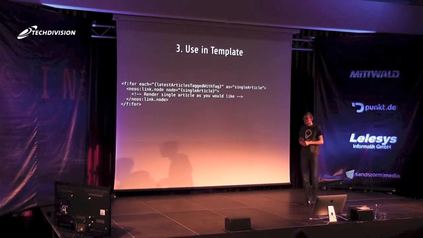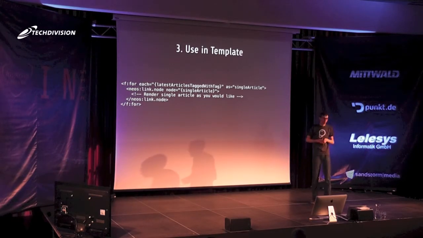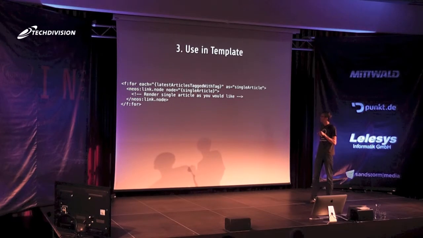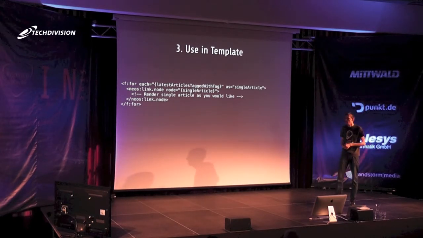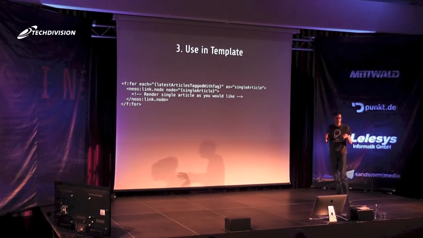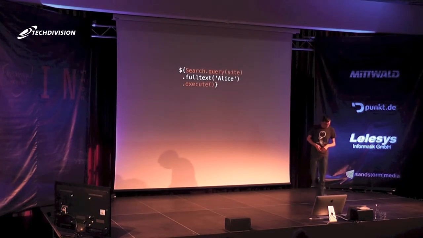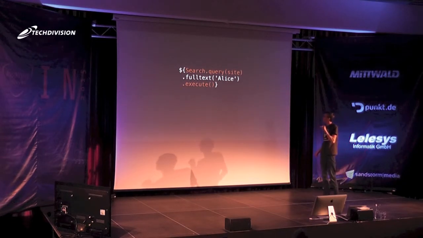Now in the template, we can use the variable we've just assigned. For instance, we could iterate over the latest articles tagged with a certain tag, and then render a link towards the single article, and then render it however we want to. And the most magic happens in these operators in here.